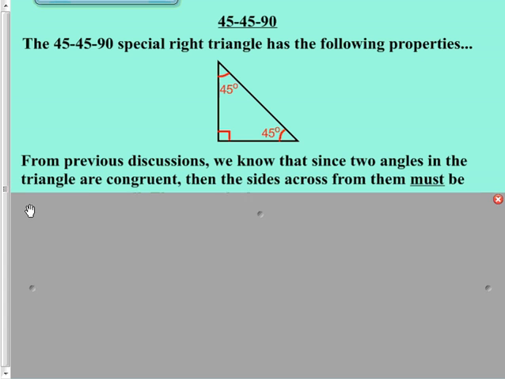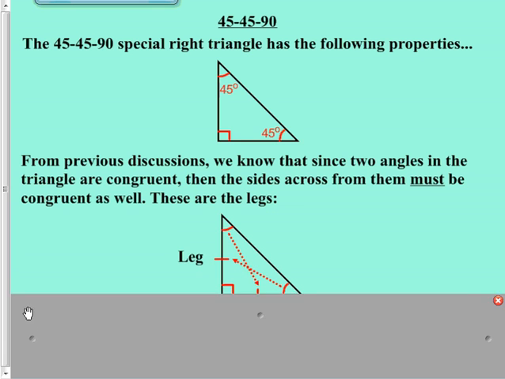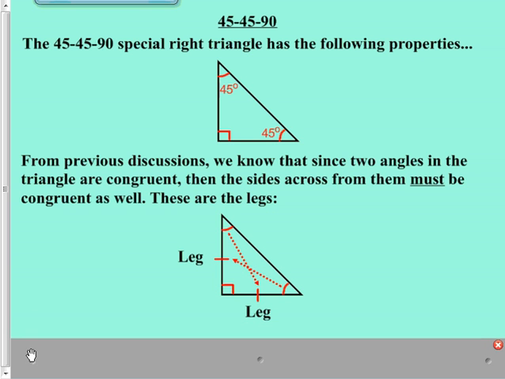And further, since two of the angles in the triangle are congruent, that means that the sides across from them must be congruent as well. Those are the legs of the triangle, so you don't have to draw a separate diagram, but you can add those tick marks into your previous diagram, and of course mark those the legs. Okay, so there is the basic 45, 45, 90 right triangle.